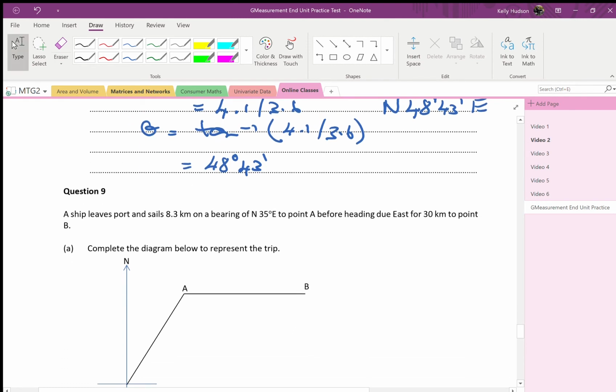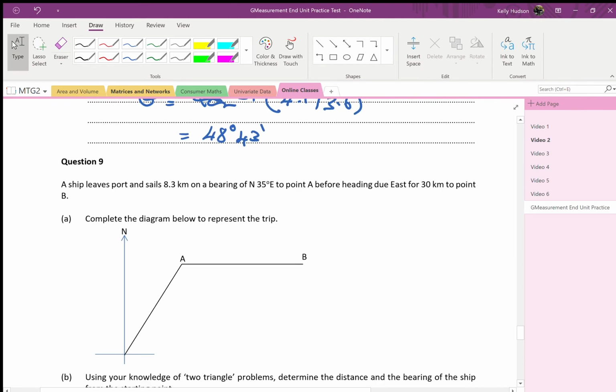Question 9, which is the last question. It says a ship leaves port and sails 8.3 kilometres on a bearing of 35 degrees. So if they're going north 35 degrees towards the east, there's my 35 degrees. The distance it goes is 8.3 kilometres. And then it sails due east from A. So this is my northerly direction, this would be my easterly direction, and there's my distance towards the east.